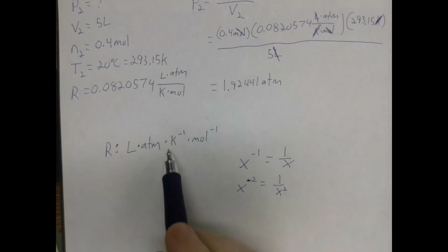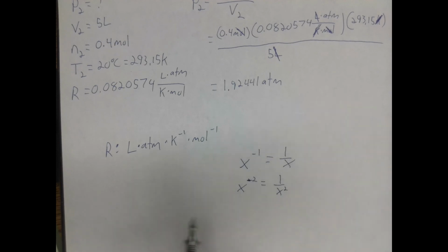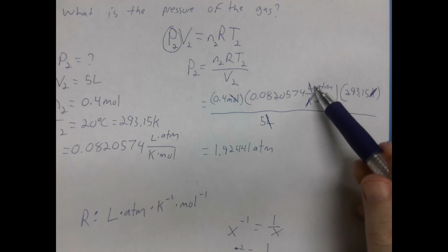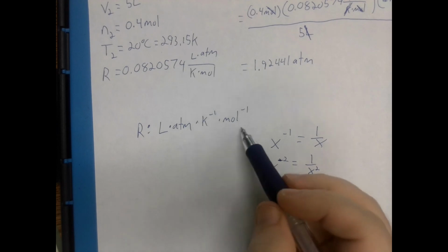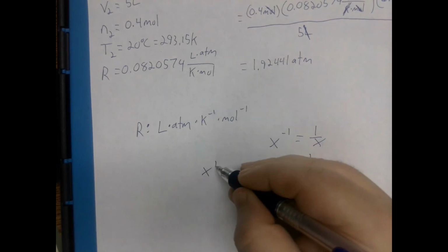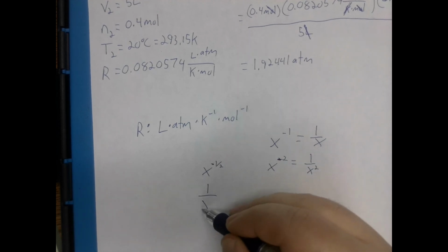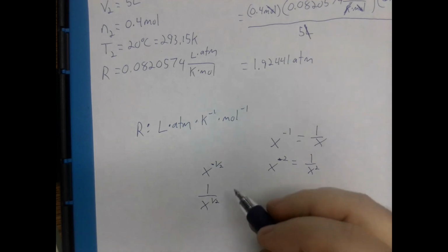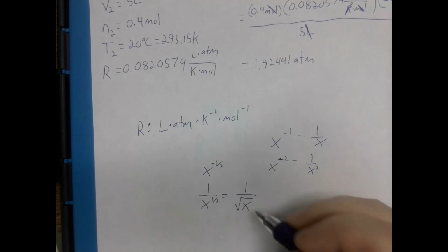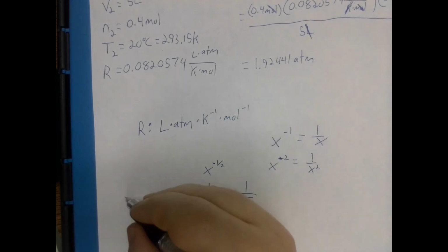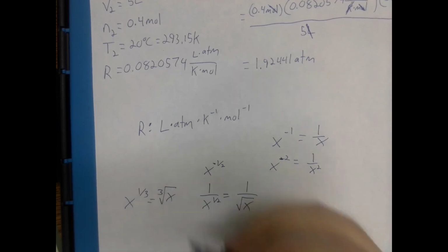If it's -1, it just means divide by K. So if it's X to the -1, it just means 1 divided by X. So I've written it here, L times ATM divided by K times mole. Sometimes you'll see it written like this. They're the same thing. X to the 1/2, I'll make it negative. So the negative means that this is equal to 1 divided by X to the 1/2. And what does X to the 1/2 equal? The square root of X. So X to the 1/3 is the cubic root of X.